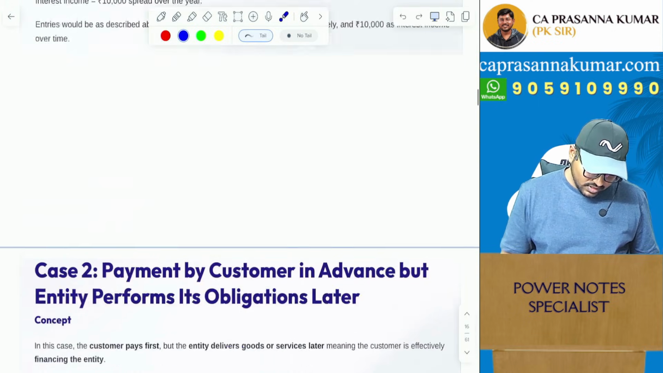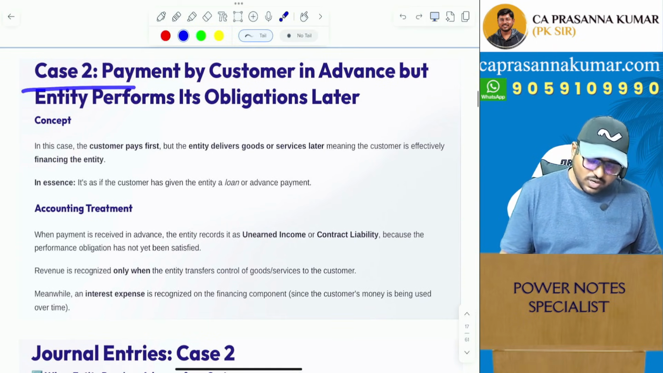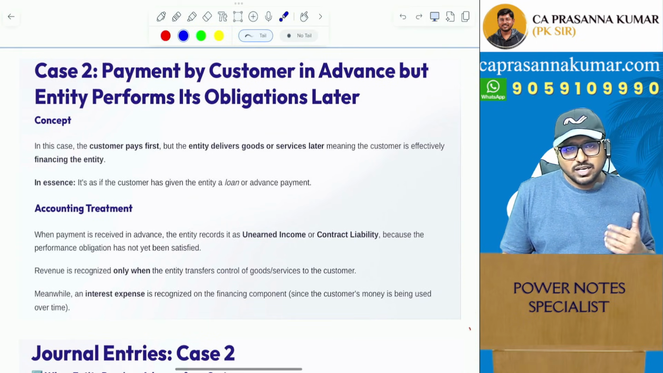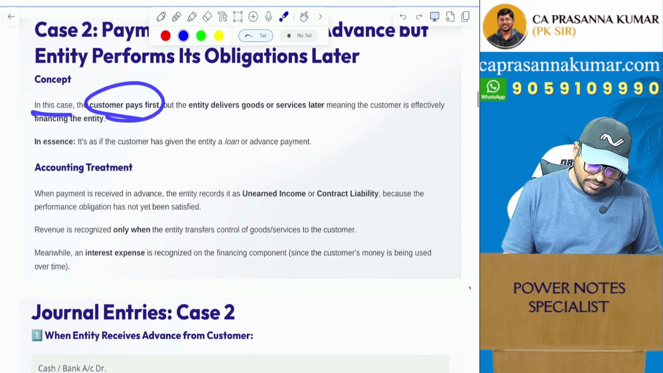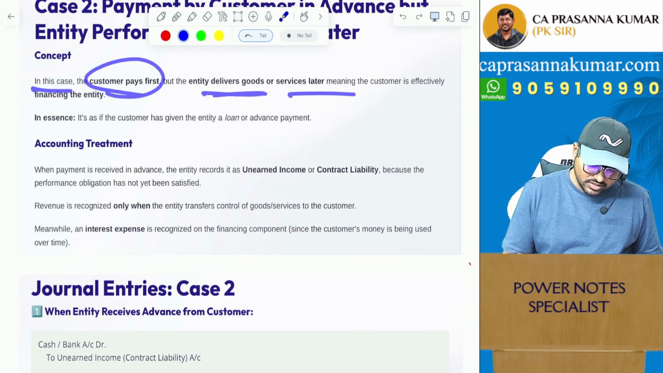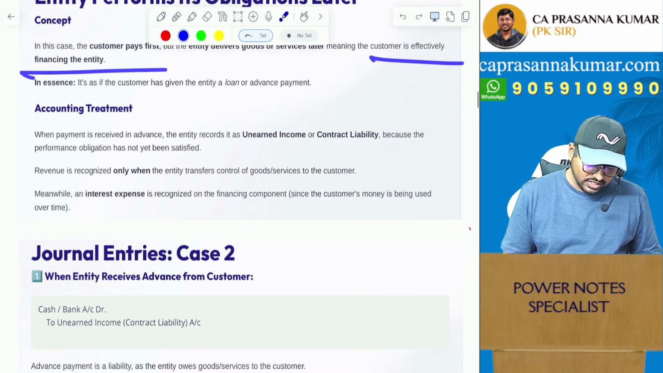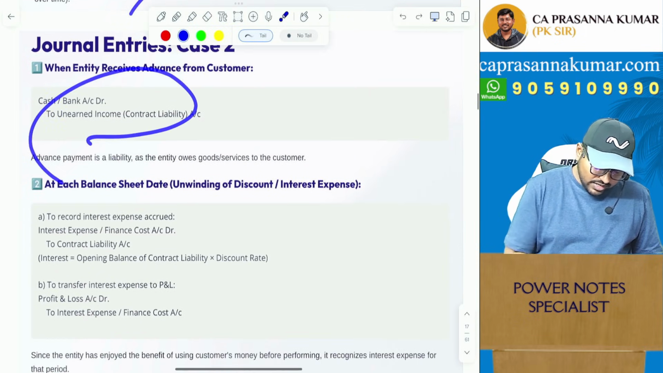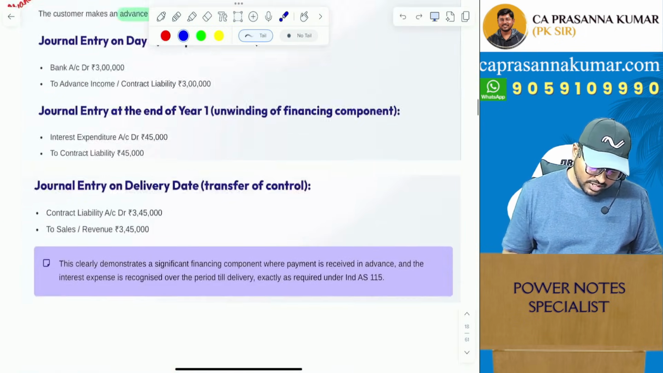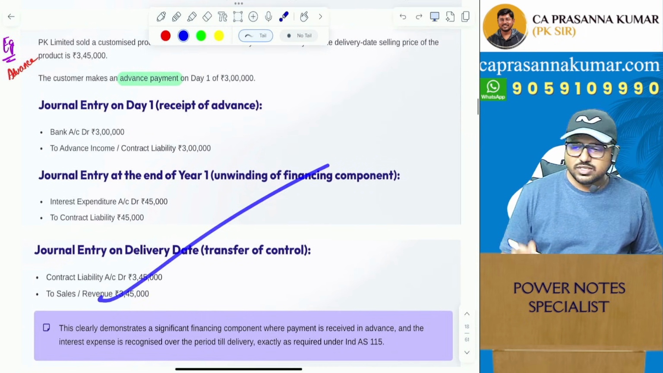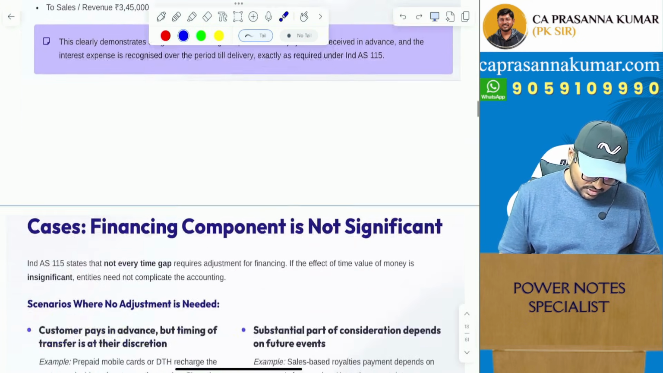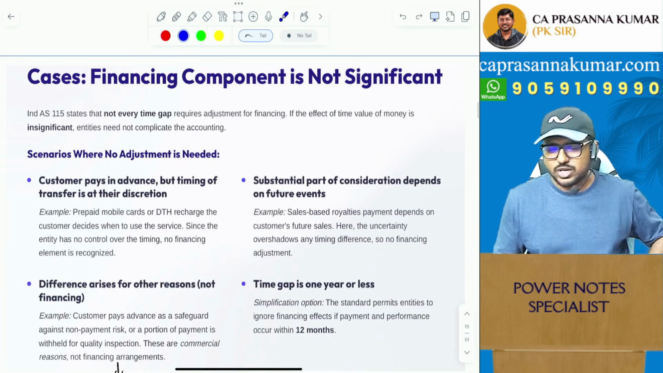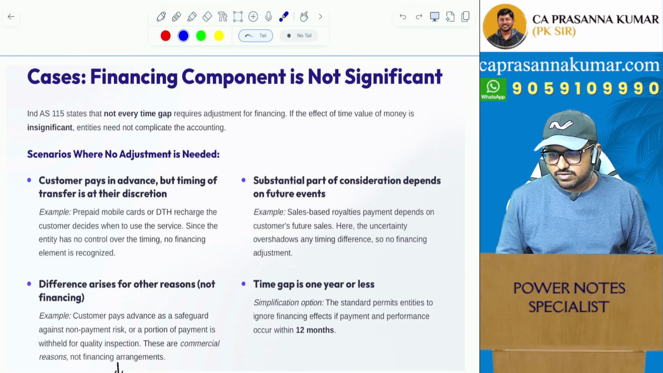Done? Chalo. In case 2, what happens? Customer pays you early in advance, which means the customer is financing the company. In this case, the customer pays first, which means the entity delivers goods or services later, meaning the customer is effectively financing the entity. This also we have seen. Entries also we have seen already. Contract liability. Okay. Based on this example, that's all. Both are covered. This is a revision session. Once we cover the example, literally we have covered the concept. So I should not be spending too much of your time because we don't have time, being a revision session.